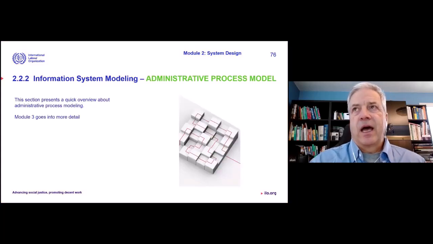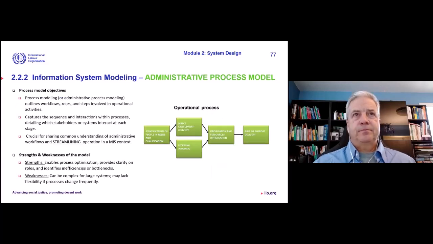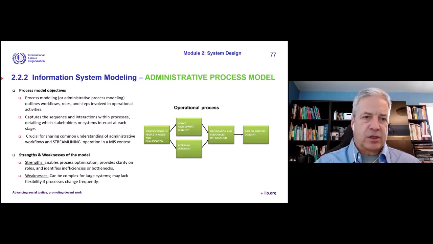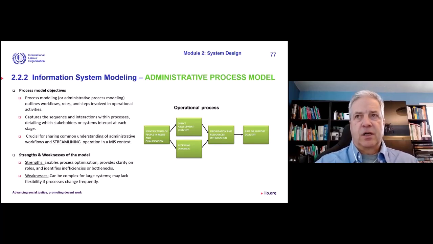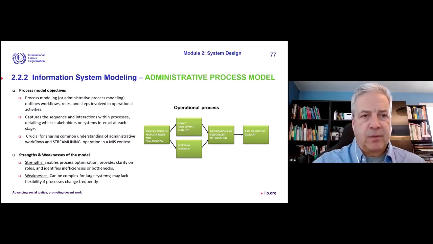Information system modeling, administrative process model. We have two layers of models. So this is a generic level, a high level that illustrates the operational process. So it's a simple model. It resembles the business model, but it focuses on the administrative process.